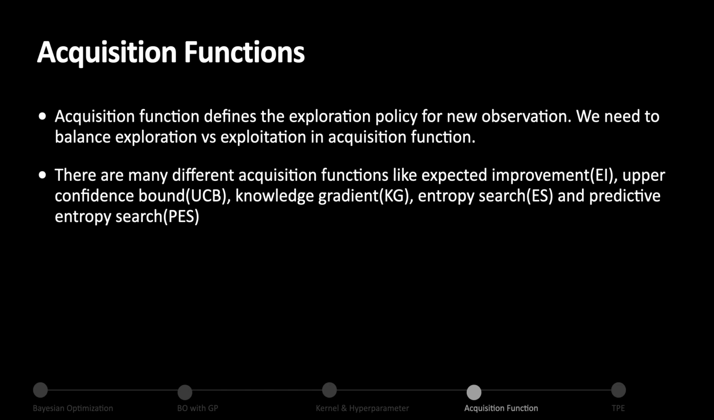The acquisition function defines the exploration policy for new observations. It guides us to find the next most promising unknown point to evaluate. We need to balance exploration versus exploitation in the acquisition function. There are many different acquisition functions like expected improvement, upper confidence bound, knowledge gradient, entropy search, and predictive entropy search.